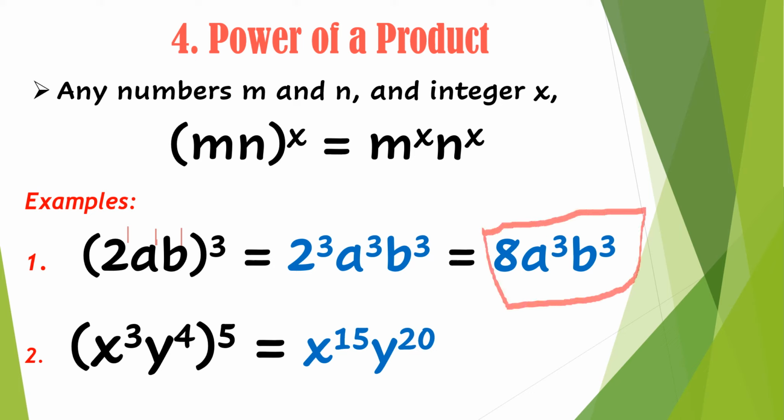8a raised to 3, b raised to 3. Okay, next, example number 2. The quantity x raised to 3, y raised to 4, raised to 5. So, pareho lang din. Copy x and then multiply 3 times 5. Kaya 15 yan. Then y, 4 times 5 is 20. So, ang sagot natin is x raised to 15, y raised to 20.